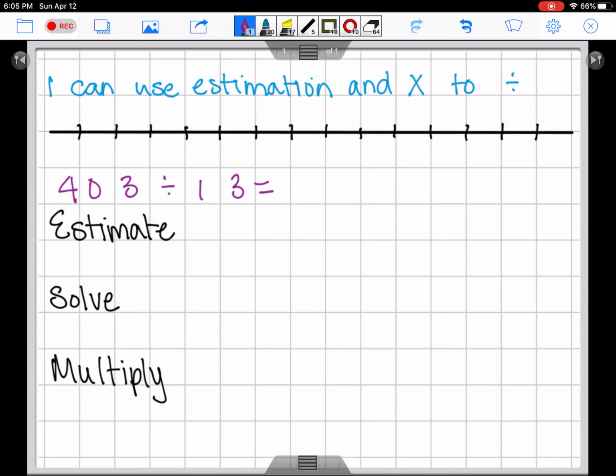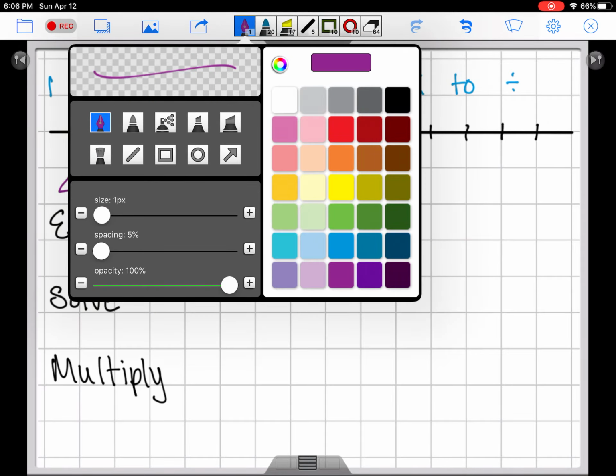Hello, hello, hello. We are back with one more example today to get you going on these two-digit divisor problems for division. You guys notice I have all of my stuff set up here. I have a number line at the top. I have my steps: I'm going to estimate, solve, and multiply. And here is my problem in purple, 403 divided by 13.